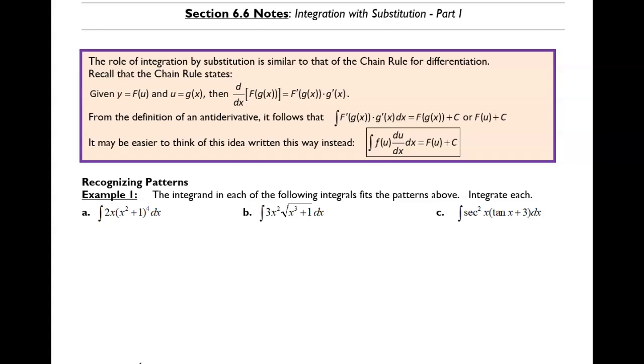In section 6.6, we'll be discussing integration with substitution. So the role of integration by substitution is similar to that of the chain rule when we were taking derivatives. So let's recall the chain rule.